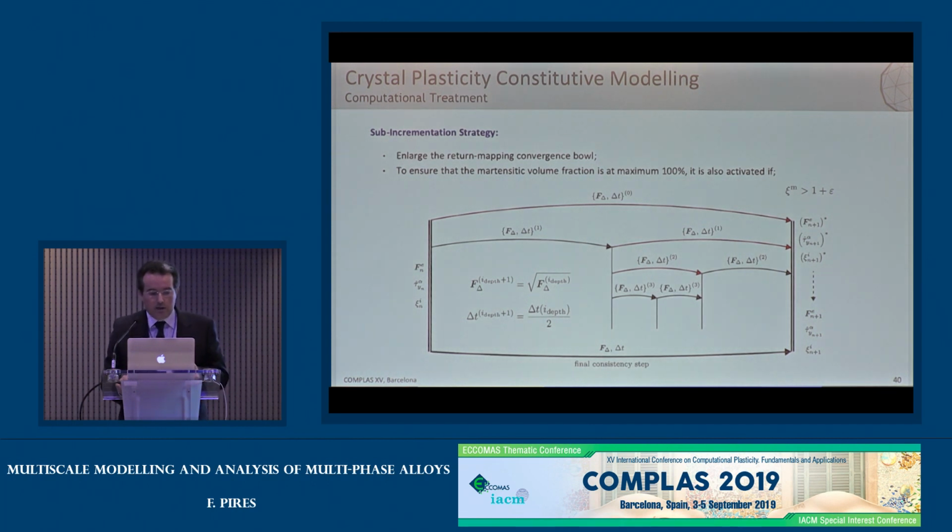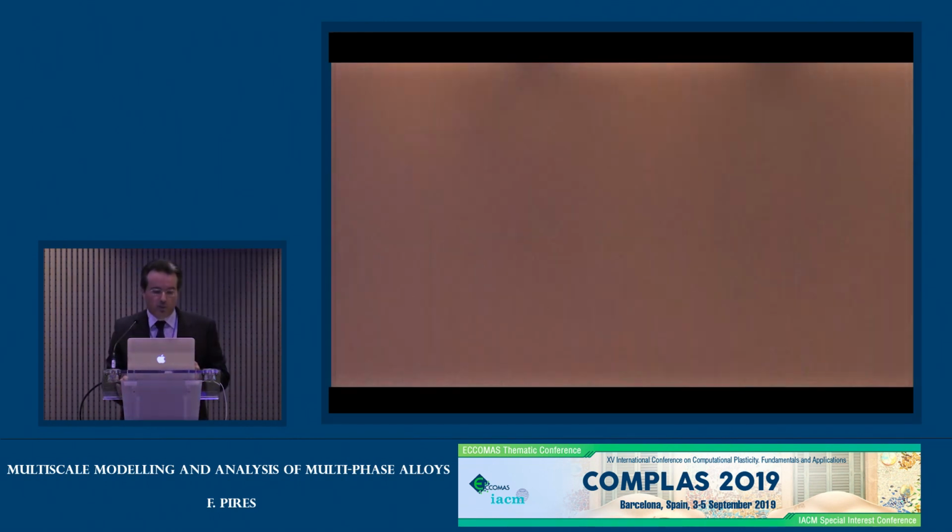The first one, which is well known, is called the sub-incremental strategy, which basically sub-increments the deformation gradient at the Gauss point that is having more difficulty in converging, and we can do this several times. We've used it up to 8 times, but you can use it more times. And we basically cut the incremental deformation gradient, and instead of doing it for the whole problem, we just do it locally for the Gauss point of interest.